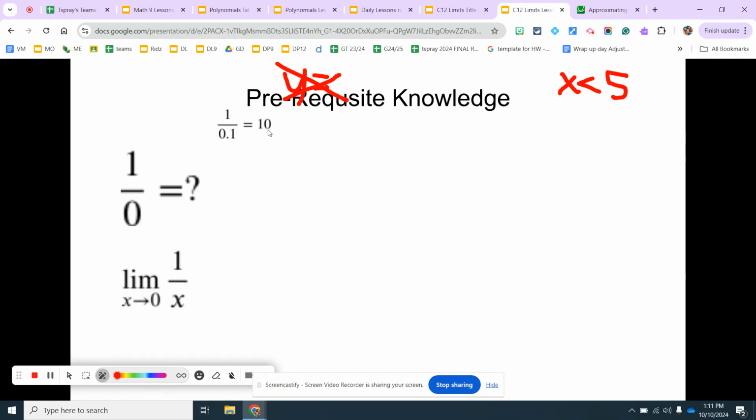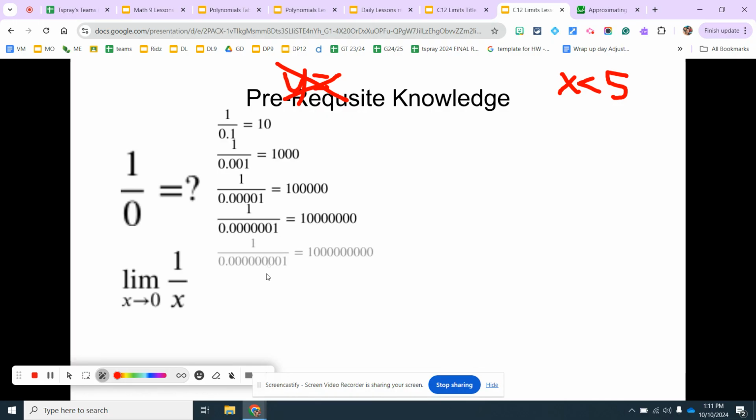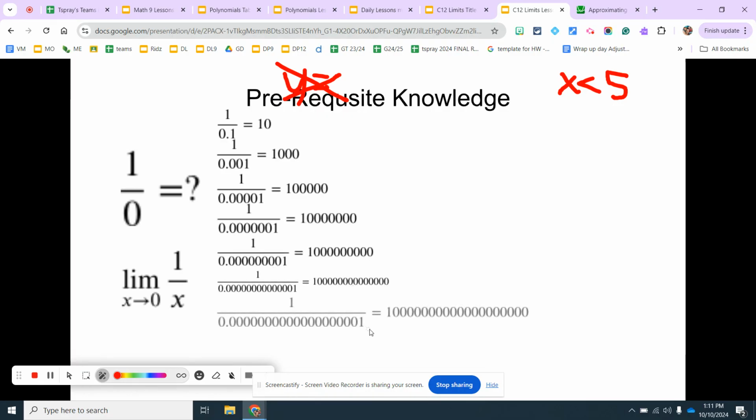1 divided by 1/10 is 10. 1 divided by 1/1,000th is 1,000. 1 divided by 1/100,000th is 100,000. You can see the smaller the denominator gets, the larger this value gets. So when you type in 1 divided by 0 on your calculator and it says error, the reason it says error is because it can't compute it. Like 0 goes into something infinite times.